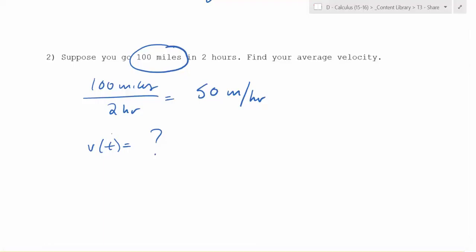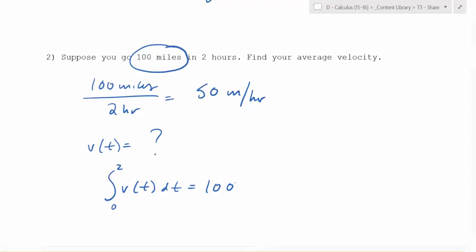You don't know the velocity function, but you know we went 100 miles. How do you go from velocity to distance traveled or displacement? What do you do to velocity to get to displacement? You integrate. So if I integrated velocity from 0 to 2, and you put a little dt here, what is that going to equal? It tells you equals what? Equals 100. So you don't know what the velocity function is, but you know that if you integrate the velocity, you'll get 100.